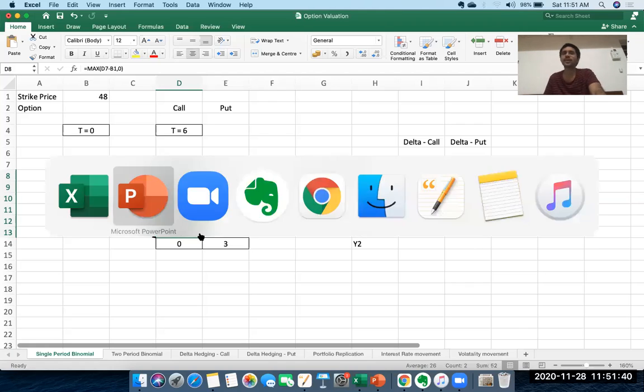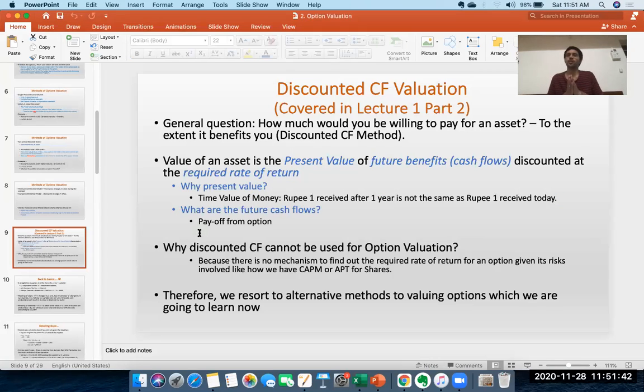But we saw that there is actually no model which captures the risk premium that is required by an investor of a call option. The CAPM, or the arbitrage pricing theory that you would have learned, is applicable only for shares, and the risk characteristics of shares is not the same as the risk characteristics of options, right? So we do not have a model currently which captures the risk preferences or the risk aversion of the investor of a call option or a put option.